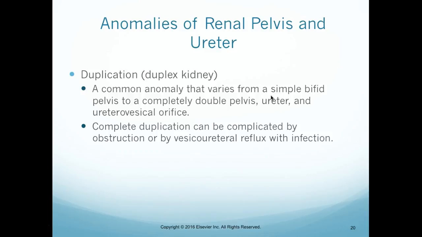So abnormalities of the renal pelvis and the ureter. So duplication, so a duplex kidney. Common anomaly that arises from the simple bifid pelvis to a completely double pelvis, ureter, and urovesical orifice. So complete duplication can be complicated by obstruction or reflux.